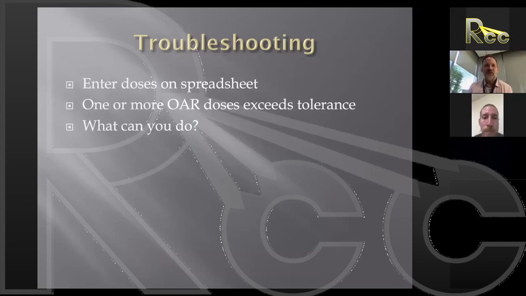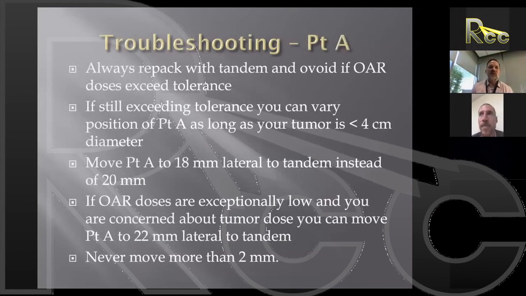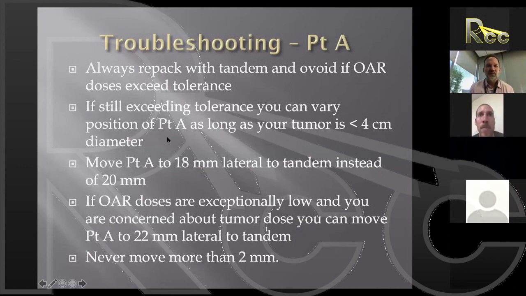What to do if one or more OAR doses exceed tolerance? Well, what generally we always start with is we repack if it's a tandem and ovoid and see if we can achieve better spacing between the ovoids and the rectum or ovoids and the bladder. If you're still exceeding tolerance, you can actually vary the position of point A a little bit, but you don't want to vary it a lot because anytime you vary the position of point A, you're no longer using classic point A dosimetry.